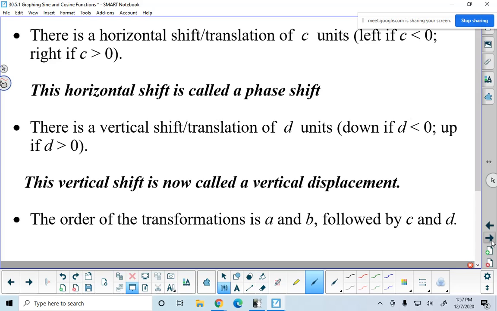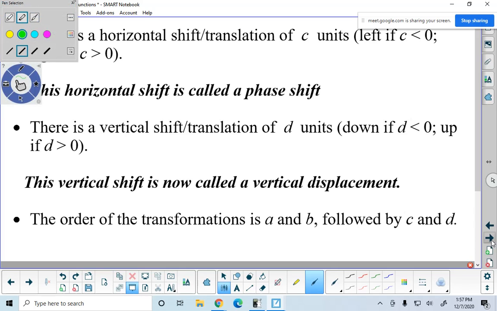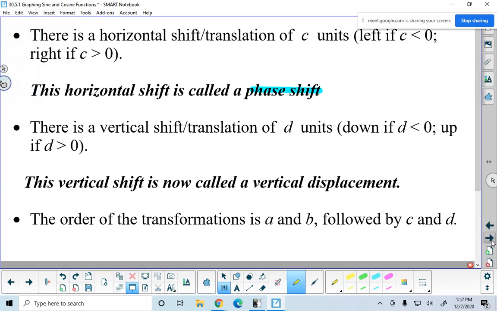What is new is this horizontal shift, which is related to H, which we're now calling C. It has a special word or phrase or name. It's no longer called a horizontal translation. It's called a phase shift. And K, which now has become D, is no longer called a vertical translation. It's called a vertical displacement. We obviously do them in the same order we did before.